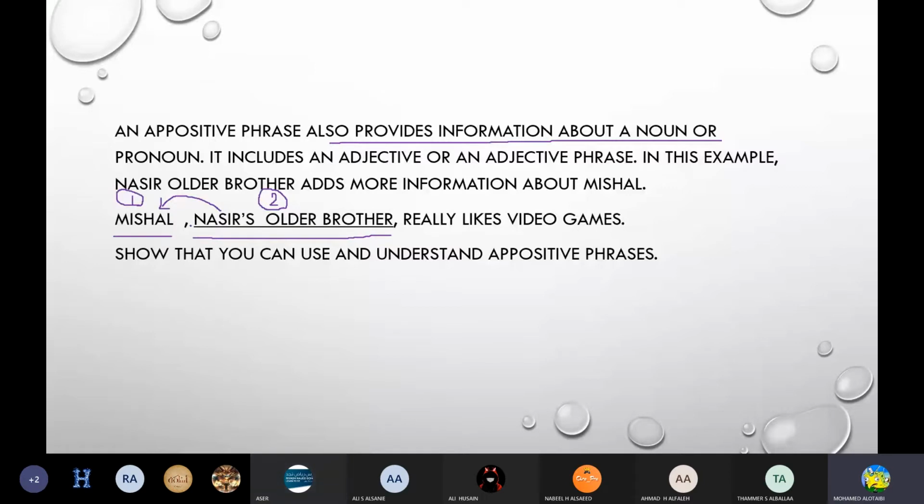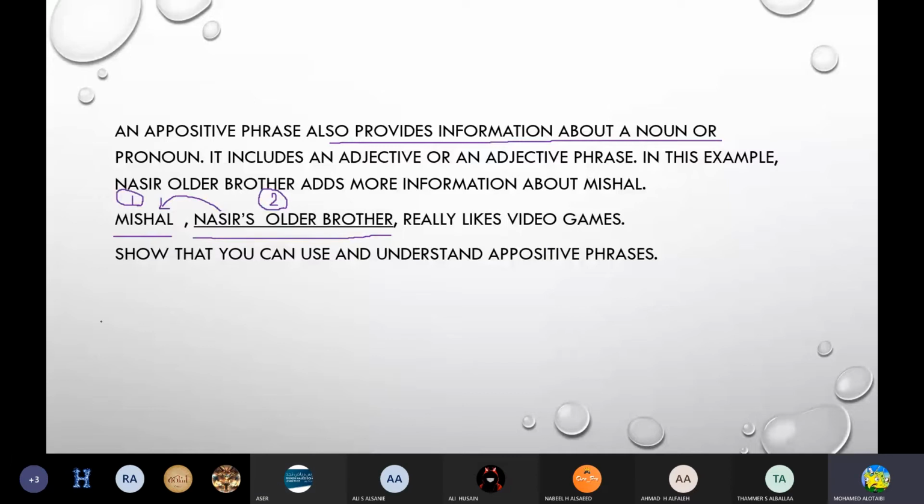Great, Muhammad. Very good. Thank you, everyone. So simply you have two nouns. The first one, which is Mish'al, and then we are adding something that we call extra information about him, just to identify him. Like Mish'al, Nasser's older brother. So who is Mish'al? He is Nasser's older brother. So Mish'al is older than Nasser. We just added the second phrase, Nasser's older brother, in order to add information about Mish'al.